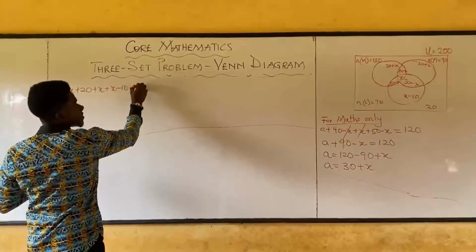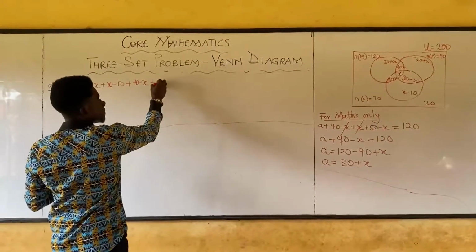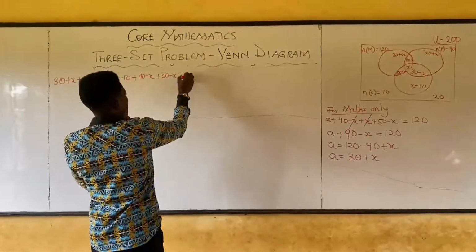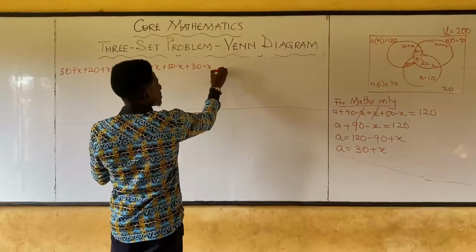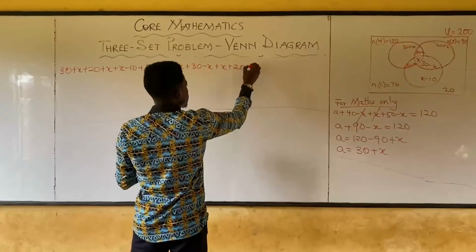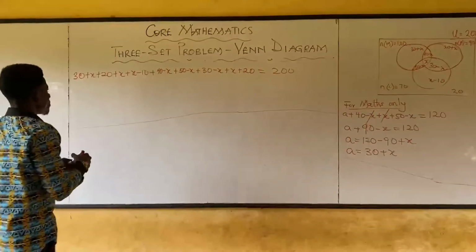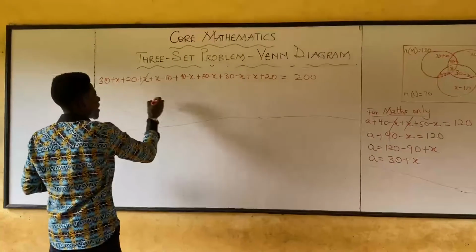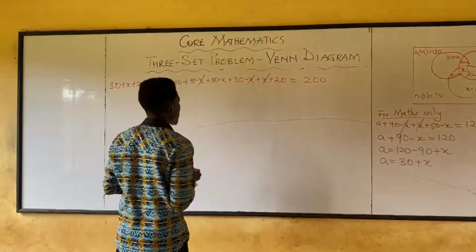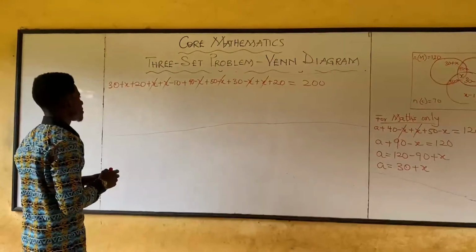Now plus 40 minus x plus 50 minus x plus 30 minus x plus our x plus the 20 should give us 200. So this positive x cancels the negative x, negative x, positive x, they go. Positive x nullifies the negative x.